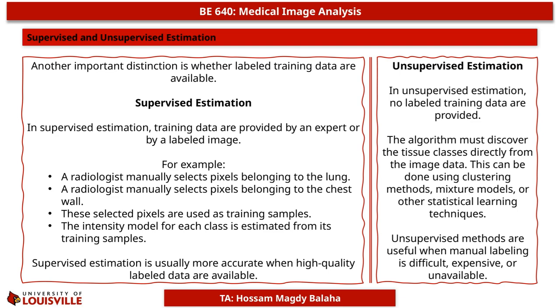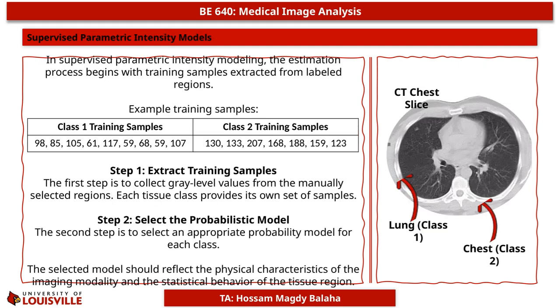This is especially valuable when manual labeling is difficult, expensive, or simply unavailable. The trade-off is that the discovered groups may require interpretation, since the algorithm finds patterns without being told exactly what each tissue class represents. This slide introduces supervised parametric intensity models, a method that uses labeled image regions to learn how different tissue classes appear in terms of gray level intensity.